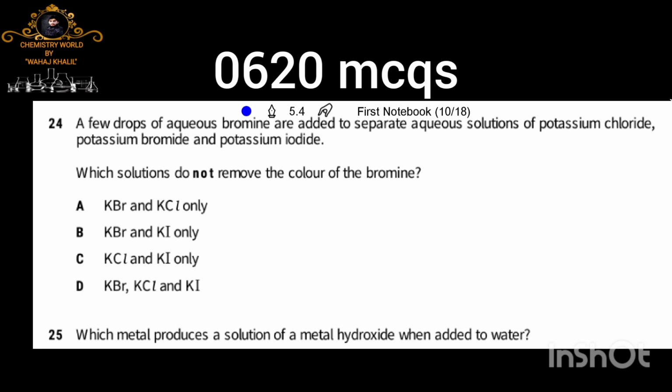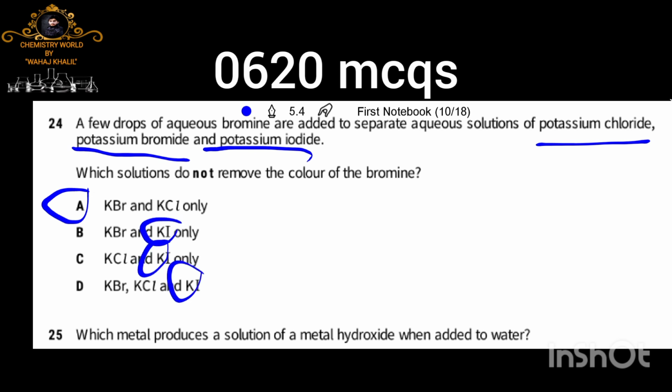MCQ number 24. A few drops of aqueous bromine are added to separate aqueous solutions of potassium chloride, potassium bromide, and potassium iodide: KCl, KBr, KI. Which solutions do not remove the color of bromine? We can see options A, B, C and D. KBr and KCl are above bromine, so these can't remove its color. So option A is the right one. Here KI is present in the other three options, so these are not correct.